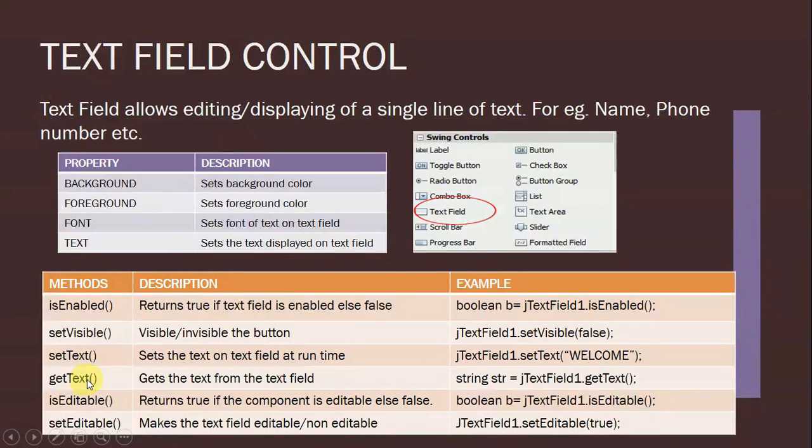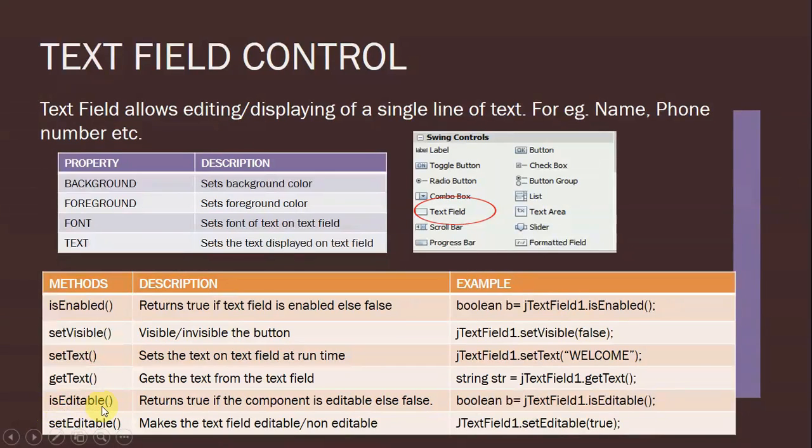Next is getText. This method is used to get the text from the text field. Whatever text is stored in the text field, you can get that text using the getText method. An example of its usage is String str = jTextField1.getText(). As it is a string type, I'm taking a string variable str, and whatever text is stored in jTextField1 will be extracted and stored in str.